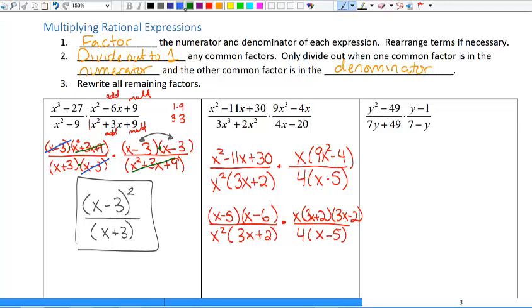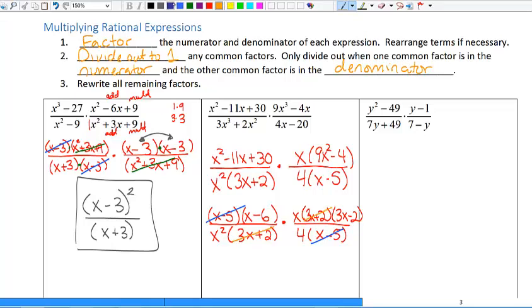So now I look for anything in the top with anything in the bottom. Doesn't matter on which side it is as long as one's in the top and one's in the bottom. I see an x minus 5 that needs to get divided out. I also see a 3x plus 2 that needs to get divided out.